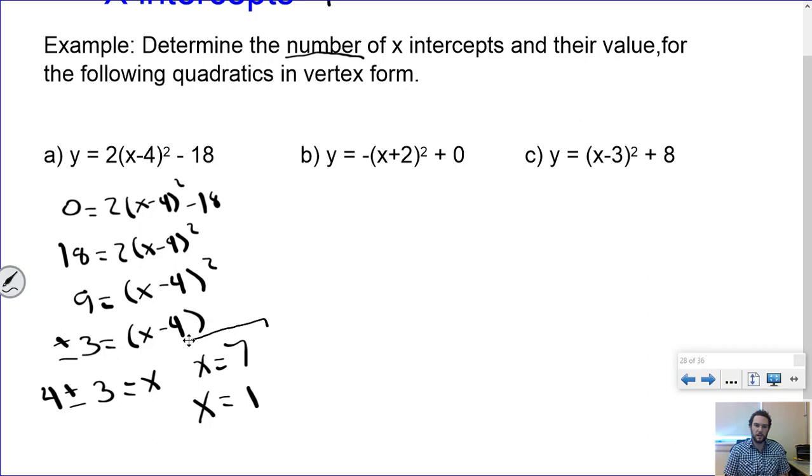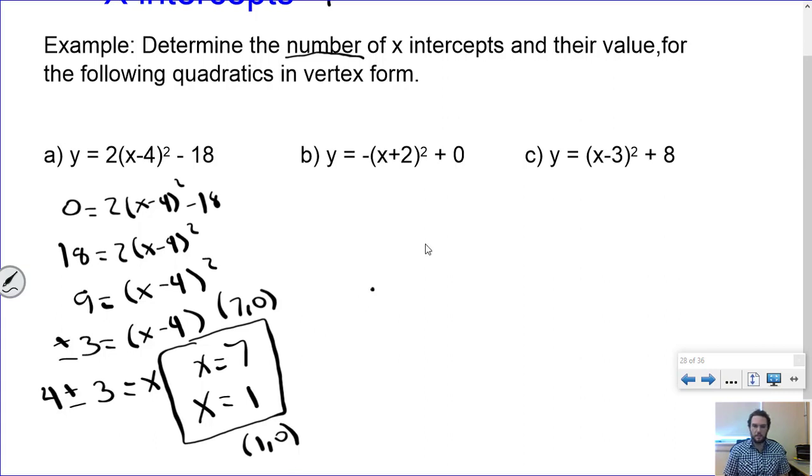And that makes sense because we're supposed to have 2 x-intercepts, and in fact we do. We get x equaling 7 and x equaling 1. So what that means is this quadratic will pass through the x-axis at the point 7, 0, and at the point 1, 0. Okay? All right, let's move on to B.